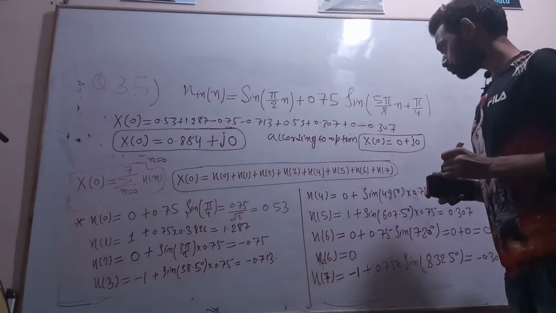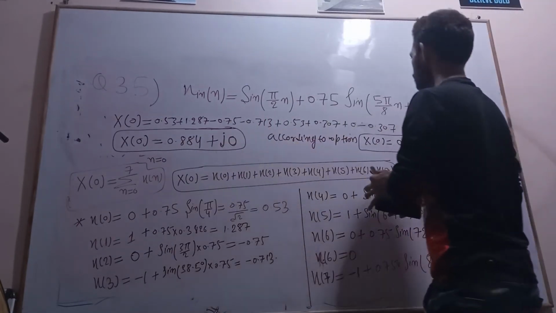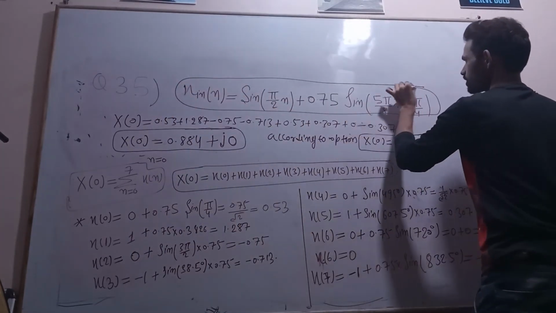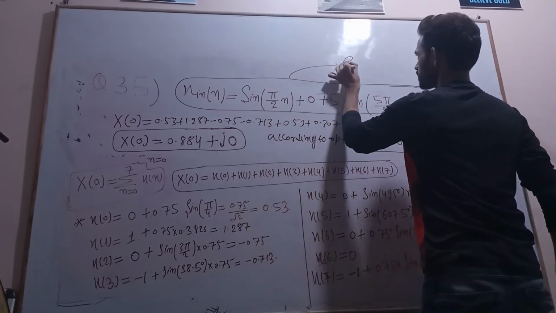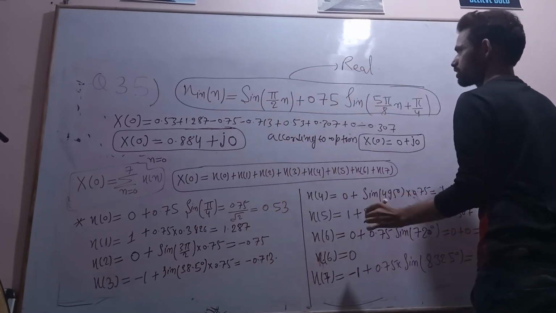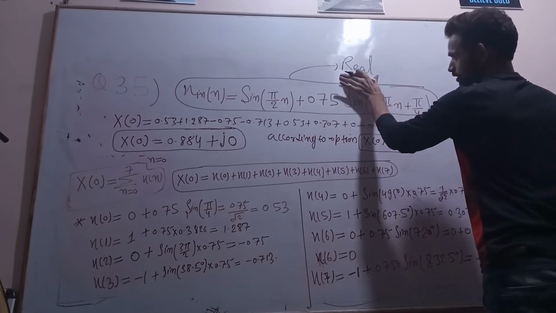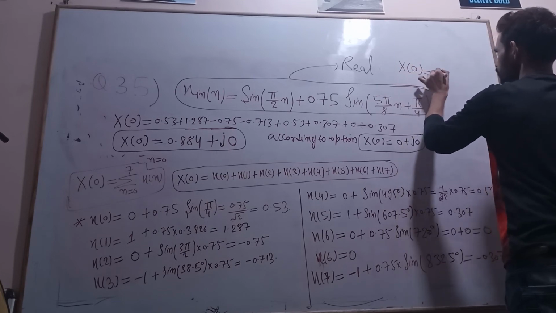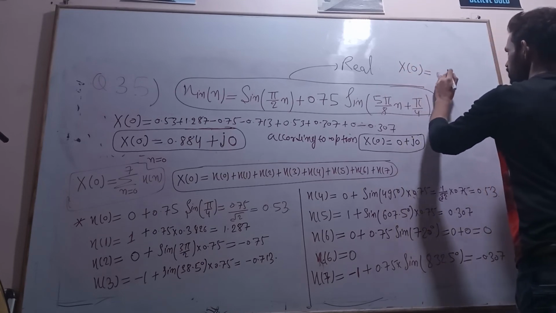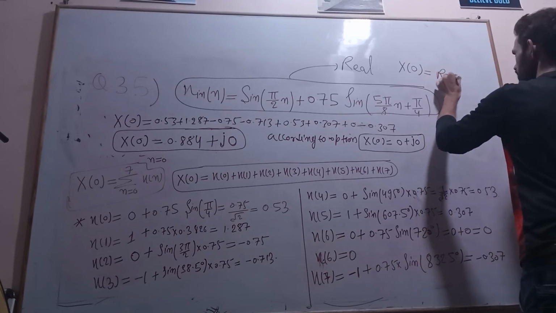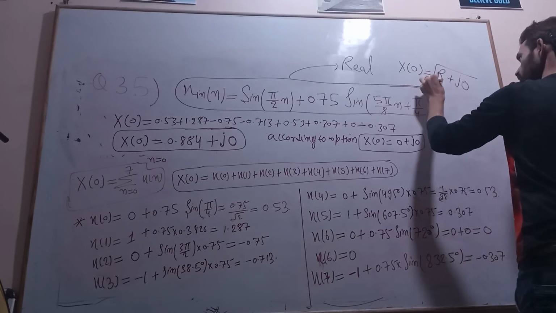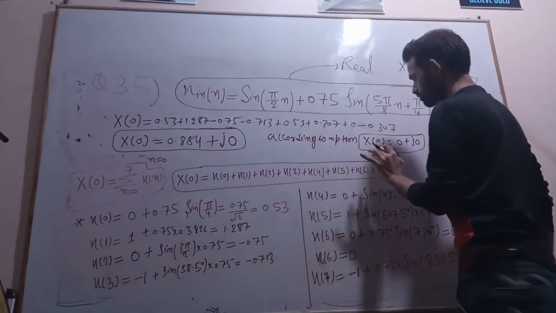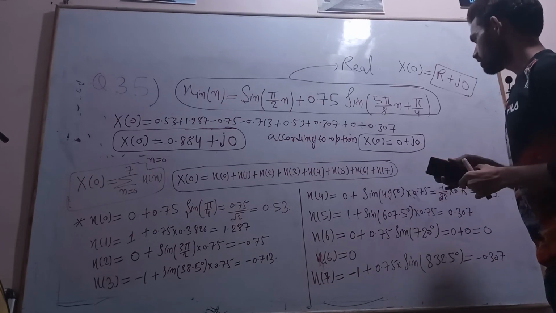Observing only this, the imaginary part can be seen at first glance. This whole part is real. So you can say directly that x of 0 has a non-zero real part plus an imaginary part of 0. It will come in this form only; the imaginary part is always 0. So you have to go for this option.